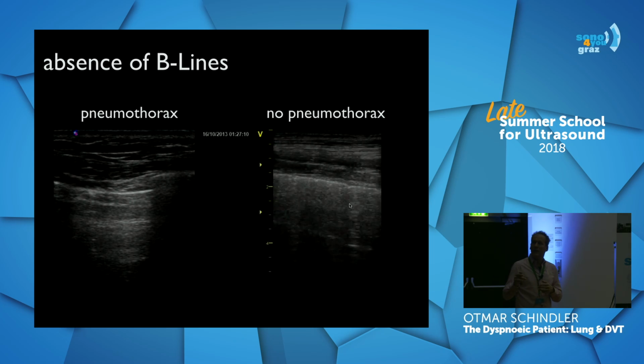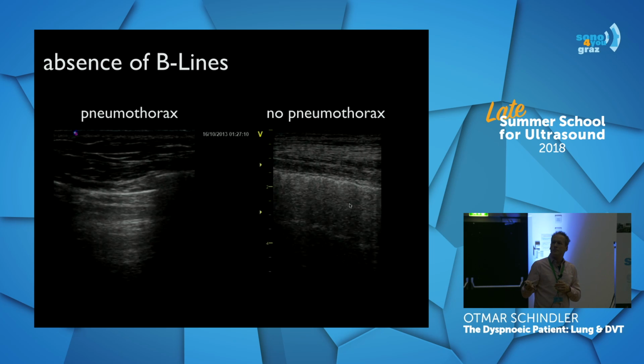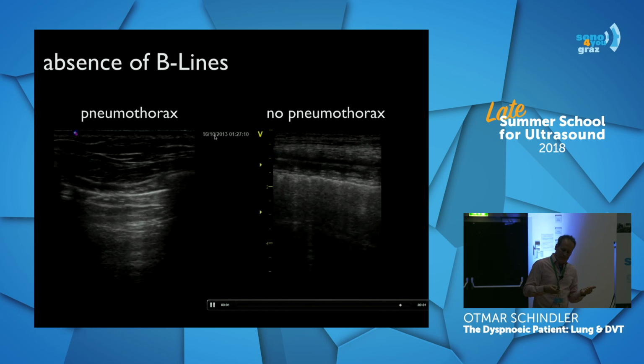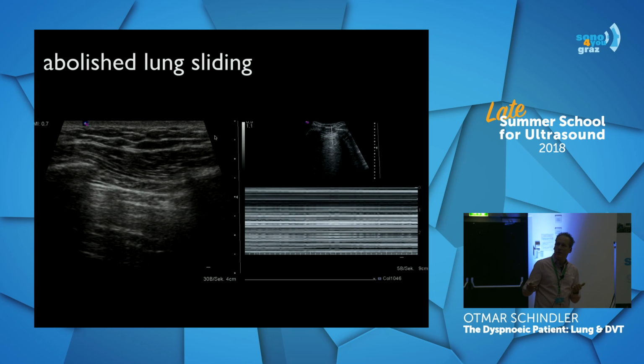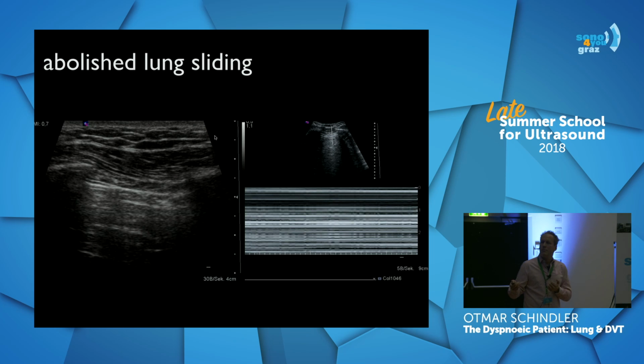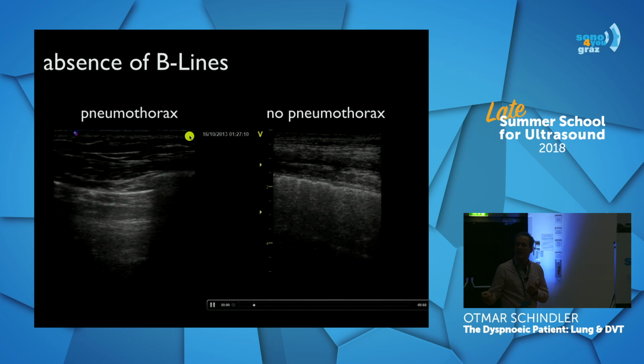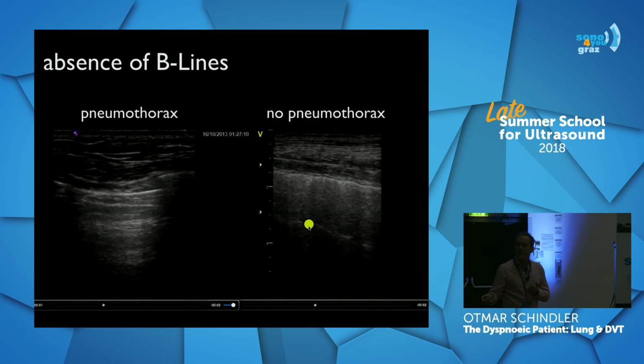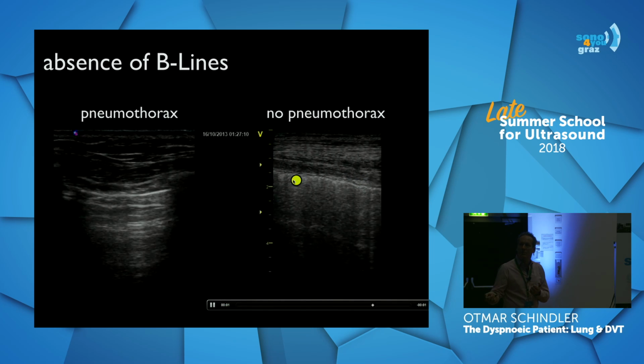Sorry, that was the case of abolished lung sliding. Next thing we have to see is if there are B lines or not. If there are B lines, like here, you can exclude pneumothorax, although the lung is not moving here.